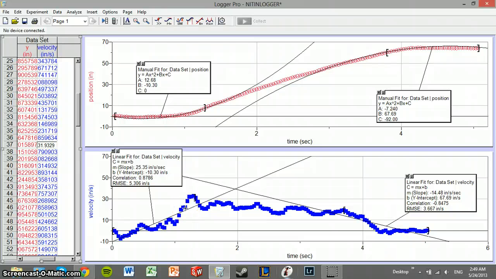Now we need the kinetic energy of the Mousetrap car. We already know the mass of the car, which is 0.104 kilograms, and we know the velocity at this point, which is 31.9329. The formula for kinetic energy is 1/2 mass times velocity squared. I did that in my lab book, which I don't have a picture of to show you, but I can just give you the answer, which is 52.92 joules, the kinetic energy of the Mousetrap car.